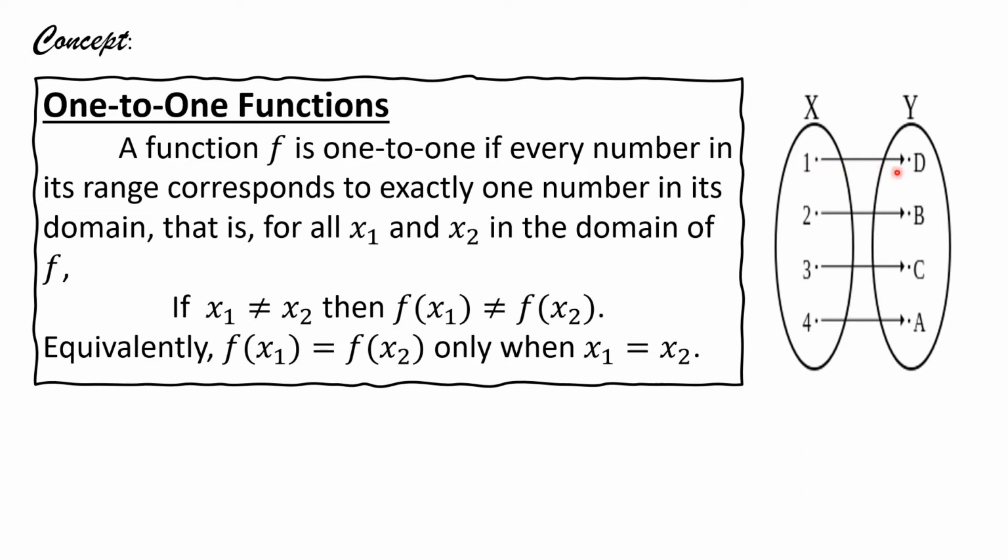So in one-to-one, one x element corresponds to only one y element. It's not possible for an x element to correspond to two, for example, 1 to D and B. So that is not possible. But 1 and B, or 2 and D is possible, as long as only one range or y element corresponds to it.